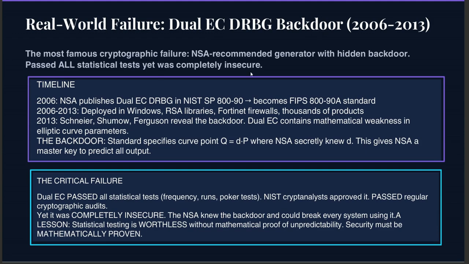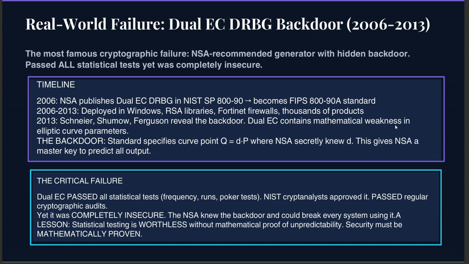This is one of the biggest scandals of cryptographic history. Dual EC DRBG was a pseudo-random generator recommended by the NSA. Later it became standardized by NIST. This means governments, companies, security products, and cryptographic libraries trusted it worldwide. Now notice something shocking. Dual EC passed the frequency test, run test, poker test, statistical security review. Everything appeared secure, but hidden inside the algorithm was a mathematical backdoor.